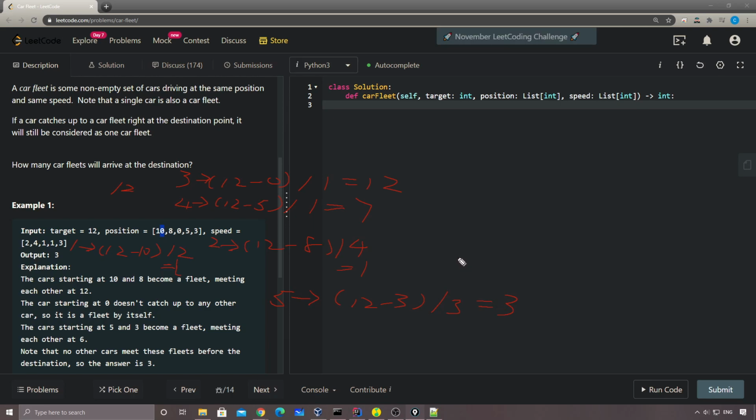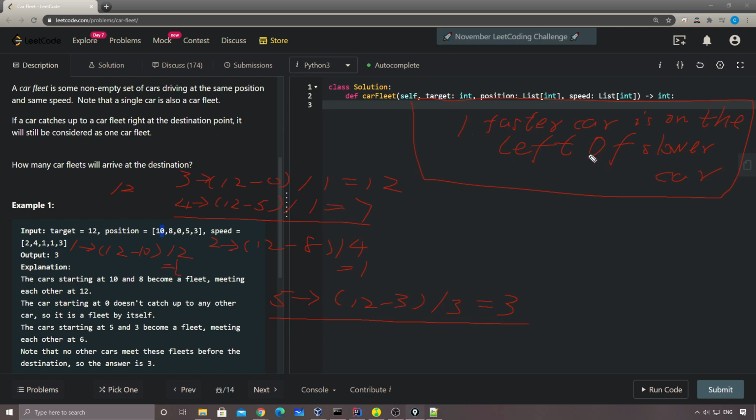Okay, cool. So as you can see here, the times for car 4 and car 5, here's the observation. When will two cars merge as a fleet? The first thing is that a faster car is on the left of a slower car. That's basically the condition for a car fleet to be formed.